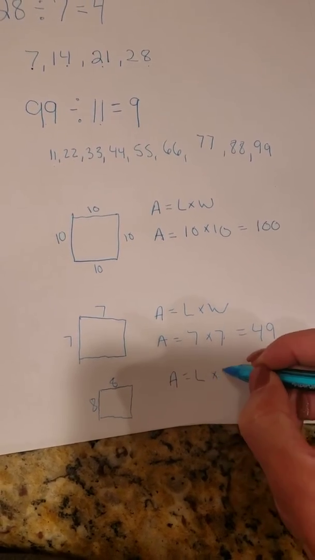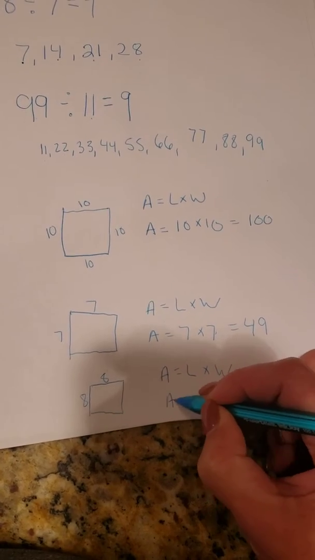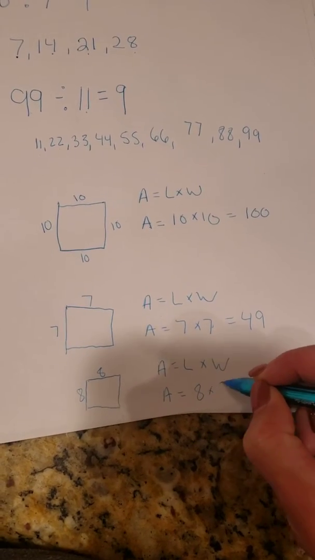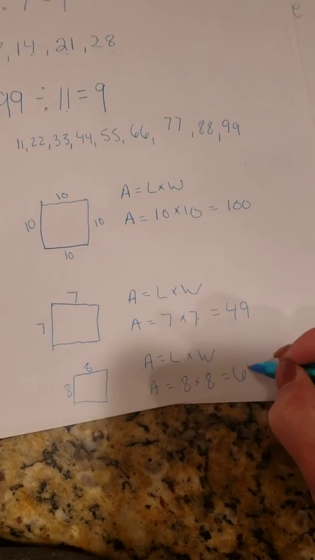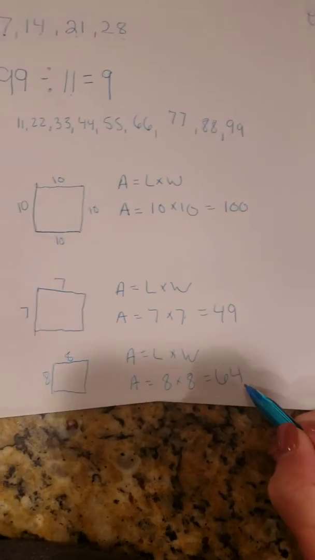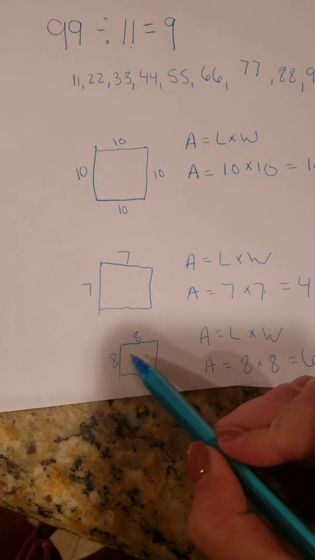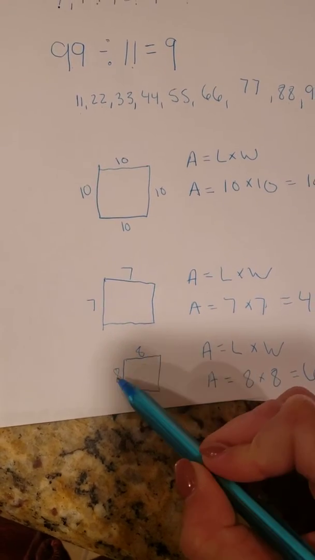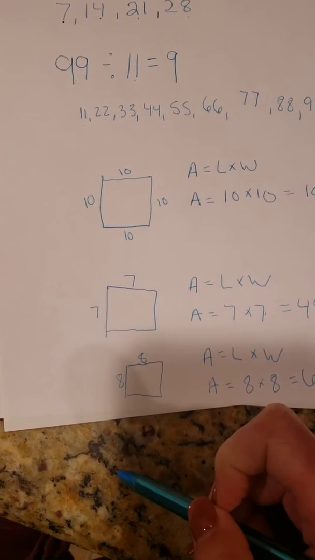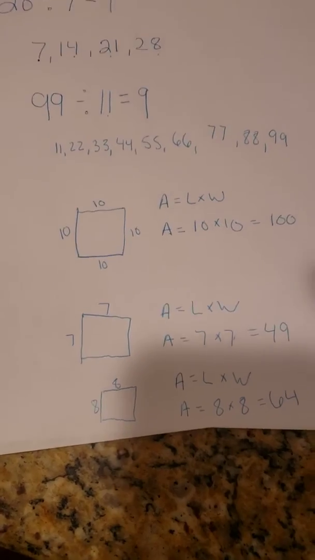Area is length times width, so that would be 8 times 8, which, woohoo, equals 64. So that relaxed sign must have had dimensions of 8 inches and 8 inches.